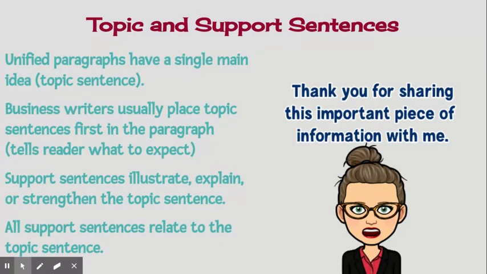Now, every sentence in the paragraph, with the exception of the topic sentence, has to support the topic sentence. That's why the other sentences are called support sentences. They illustrate, they explain, or they strengthen the topic sentences. If you have any other topics brought up in the support sentences, they really need to be moved to another paragraph. They provide specific details, explanations, and evidence.